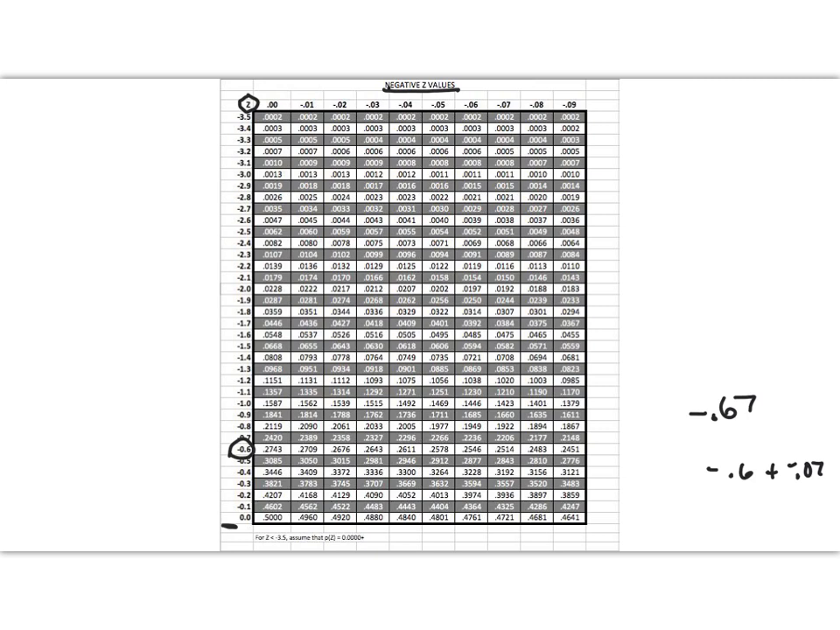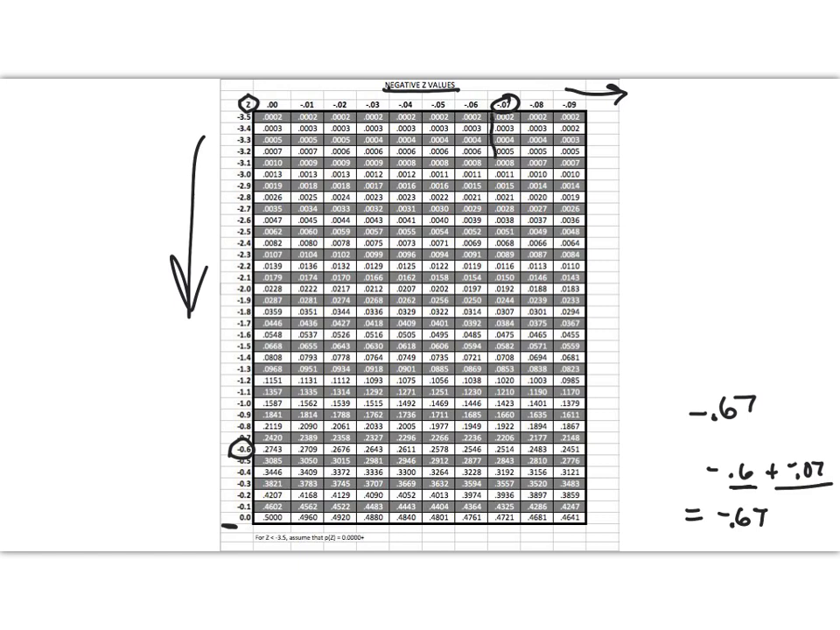-0.6 plus -0.07 is going to equal -0.67. So those are the two numbers I'm looking for. Down the side here is where I'm going to find the tenths place, and across the top here is the hundredths place.